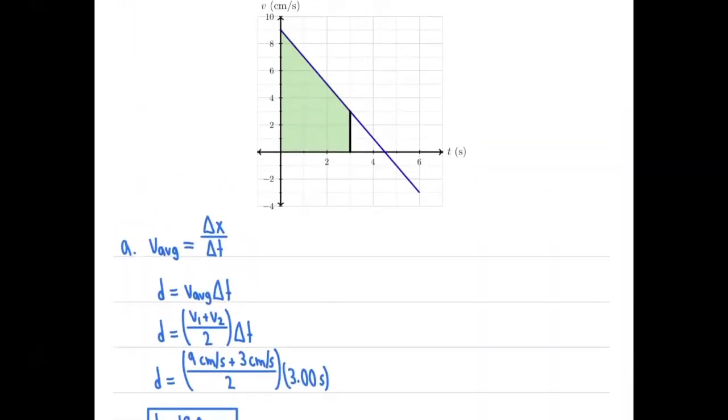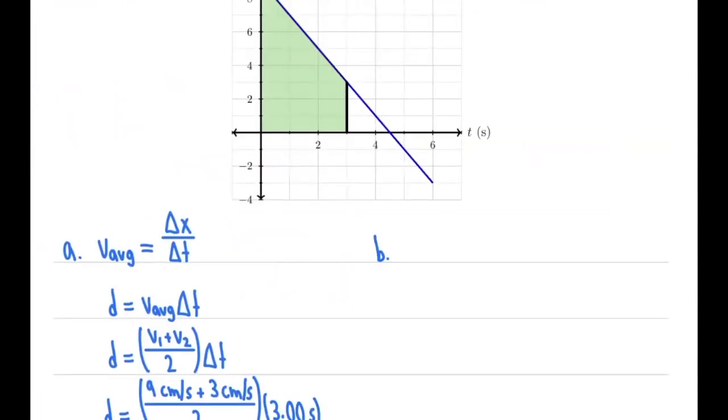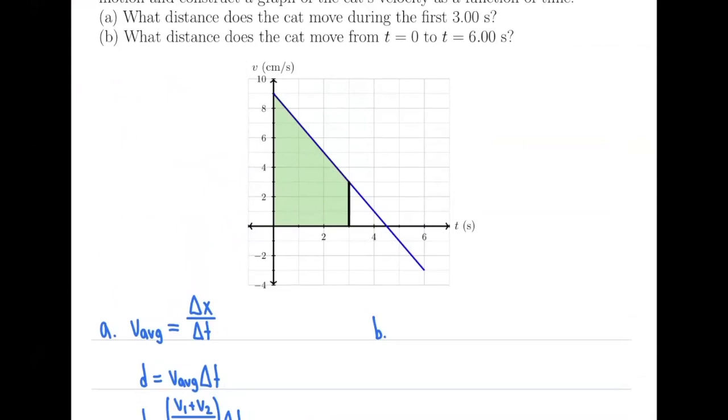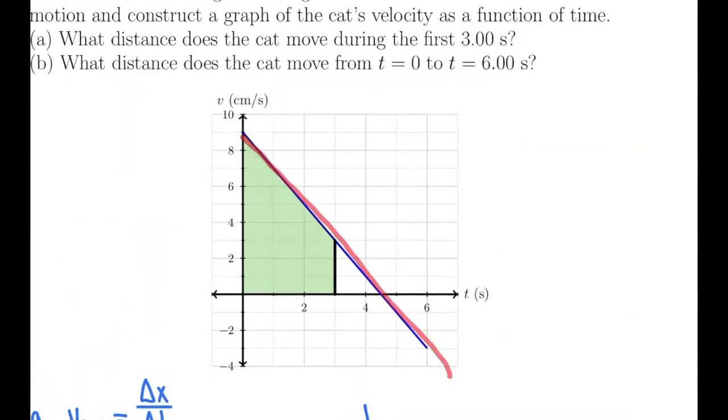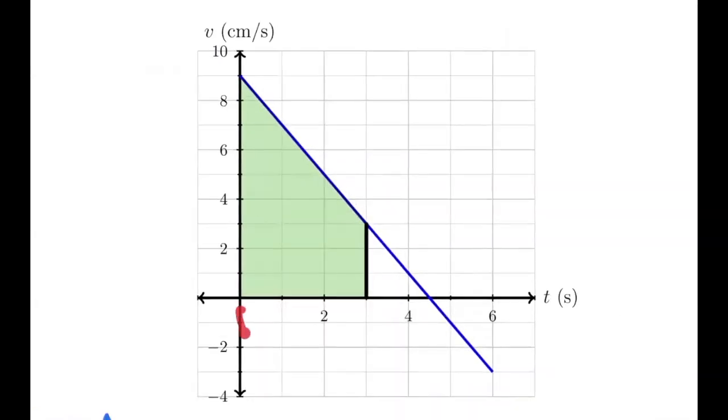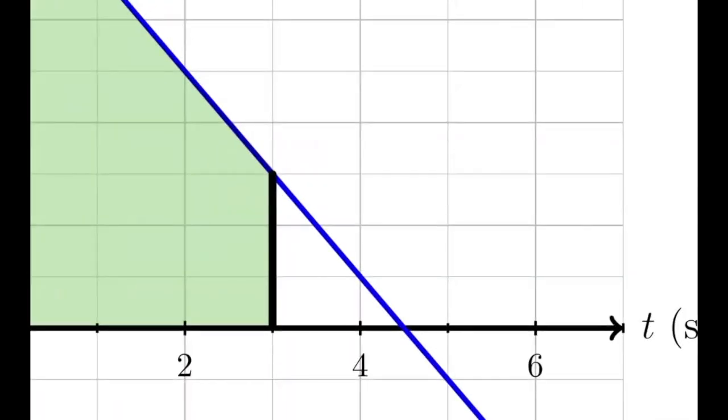All right, let's look at part B. It is moving all to the right. So part B is what distance does the cat move from t equals 0 to t equals 6 seconds? So again, the area under this curve is displacement, and displacement's related to distance. So I just have to find the area under this curve from 0 to 6 seconds. So we already did 0 to 3 seconds, so let's just find the rest of the area.